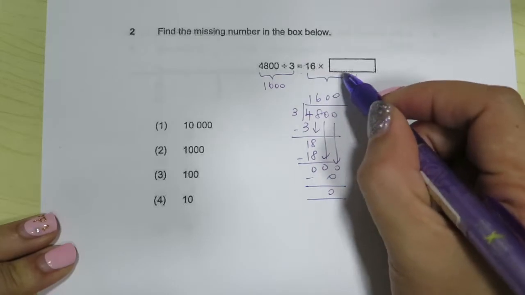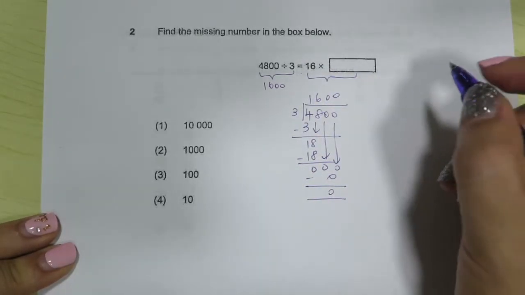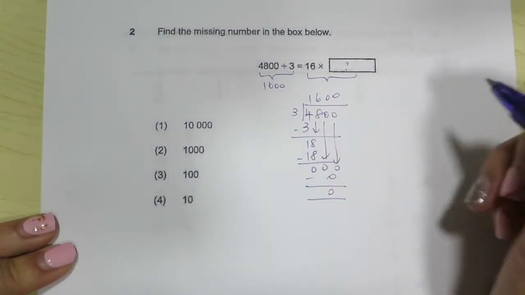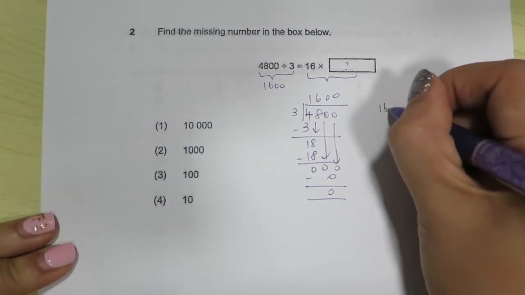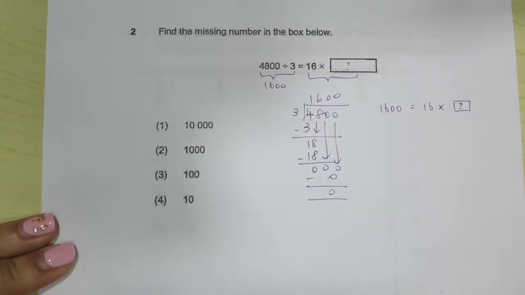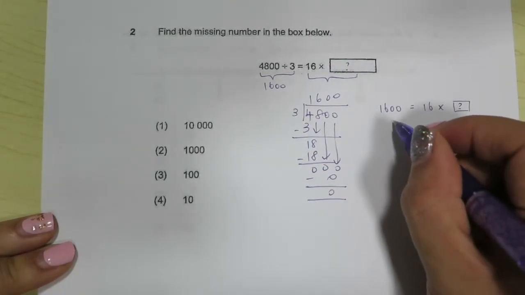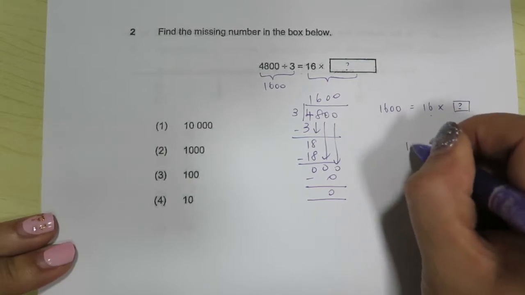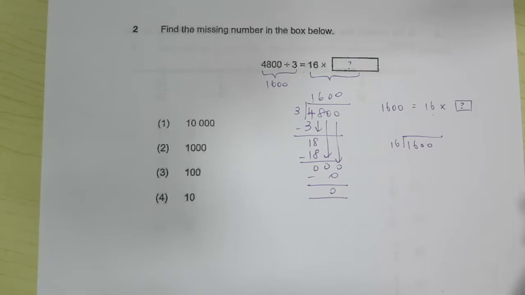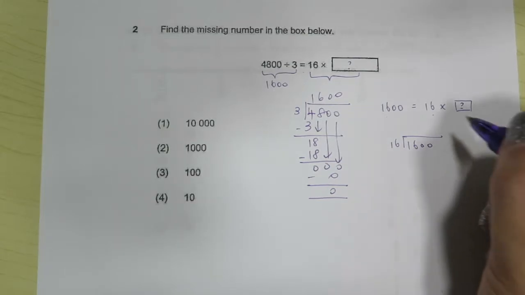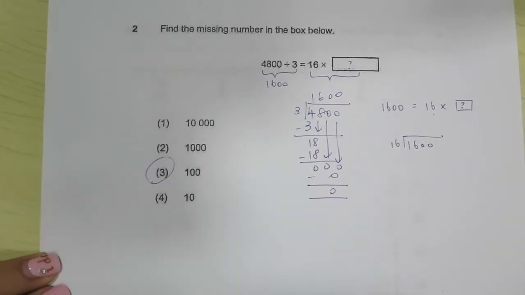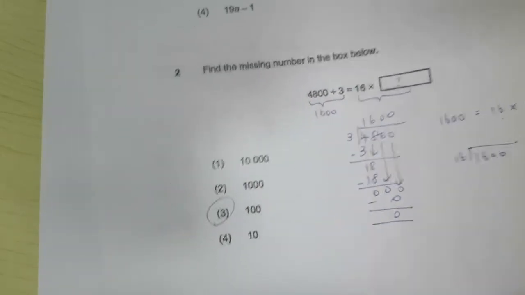So 16 times something gives us 1600. So how do we get the answer in the blank? So now it becomes 1600 is equal to 16 times blank. So this is really easy, right? So 1600 divided by 16. From this actually we can tell it is just 100. So the answer is 3.